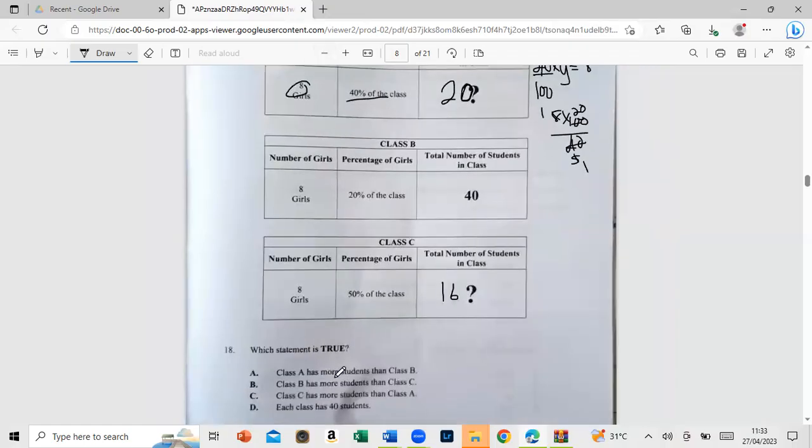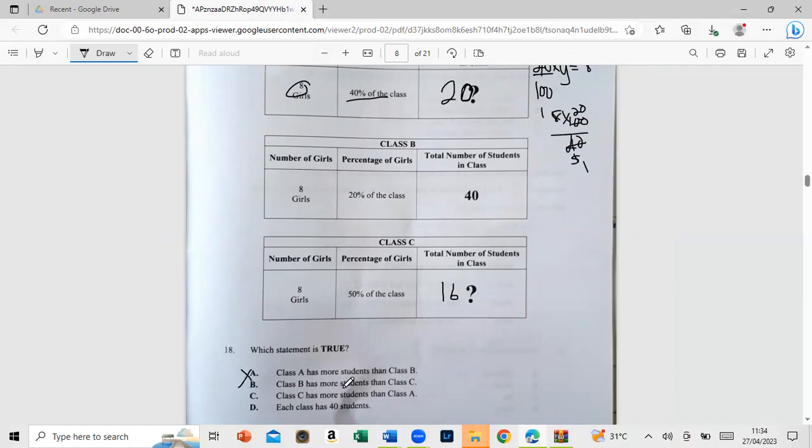Class A has more girls than class B. Let us check that. That is not correct. Oh, class A has 20 while that. All right, so we'll move on to the next one.